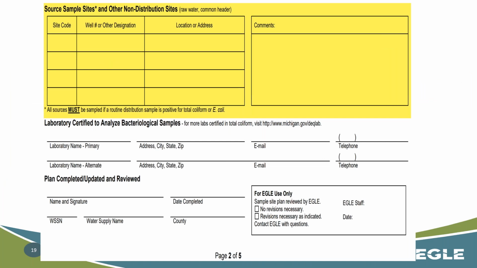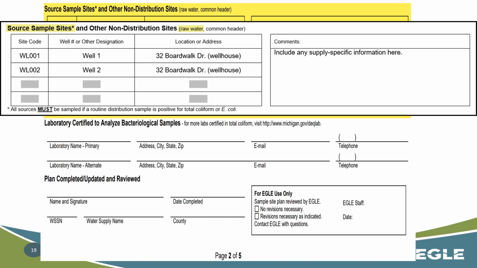On to the source sample sites table. Remember those source sample sites we just talked about? This table goes into more detail. The site codes we used above are listed in the first column. In this example, WL001 is the designation of well 1. WL002 is the designation of well 2. Following a routine positive result, these wells need to be sampled within 24 hours. We refer to these as triggered well samples.